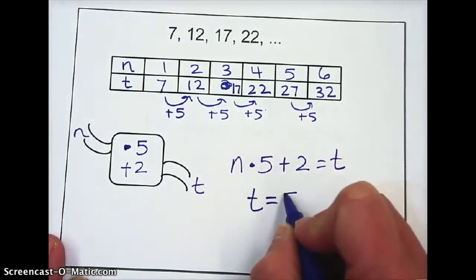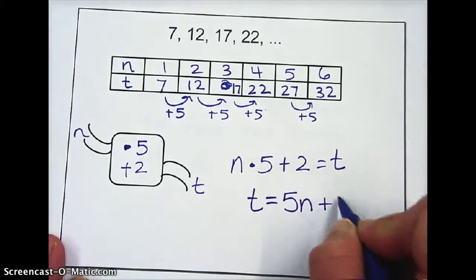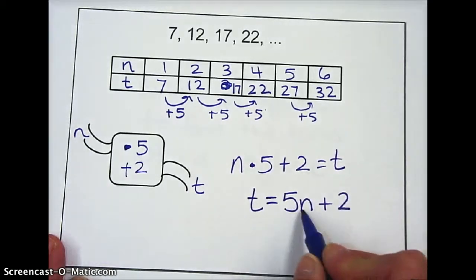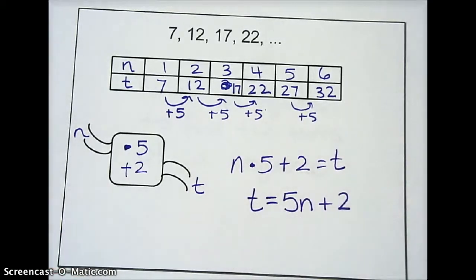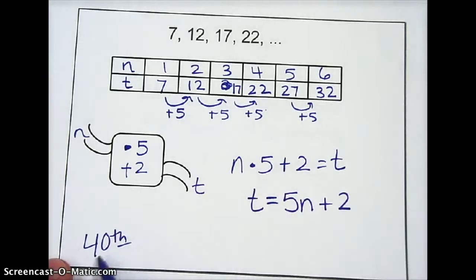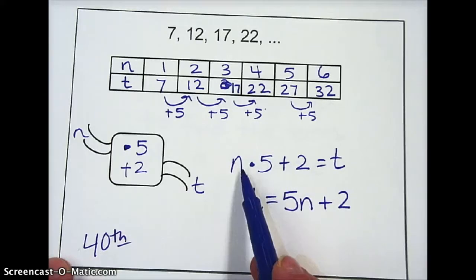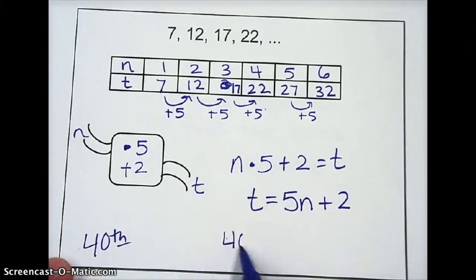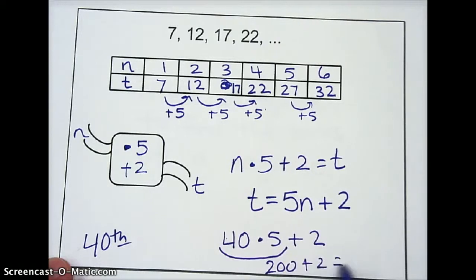You can even write it like this. n times 5 or 5 times n, same thing. That's your equation. 40th term, plug in 40 for my n. So you're going to substitute n for 40. 40 times 5 plus 2. This equals 200. Add the 2, and your final answer should be 202.